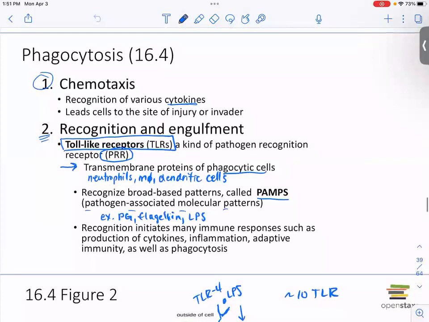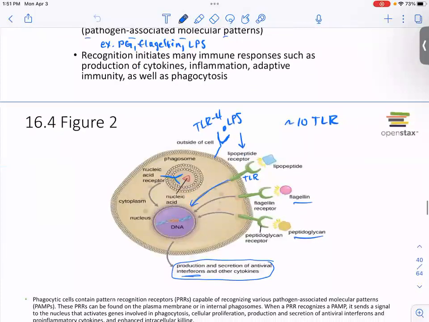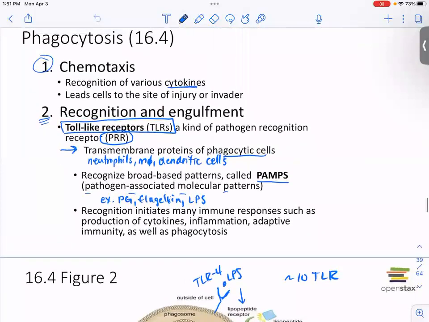All right, so toll-like receptors. These are going to be present on any phagocytic cell. There's other kinds of cells actually that have toll-like receptors as well. They're a kind of pathogen recognition receptor. And their job is to recognize these broad-based patterns that we see in pathogens. So we have a toll-like receptor, TLR4, that recognizes LPS, for example.